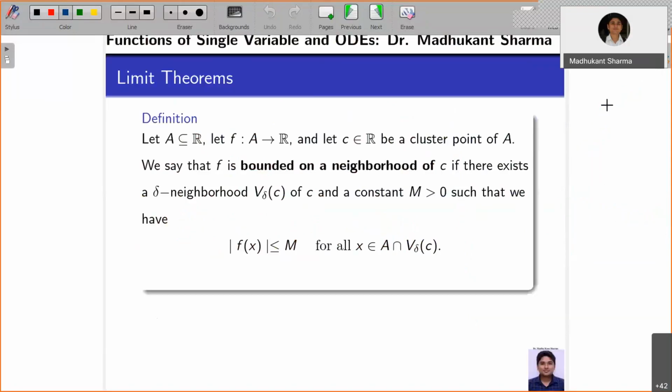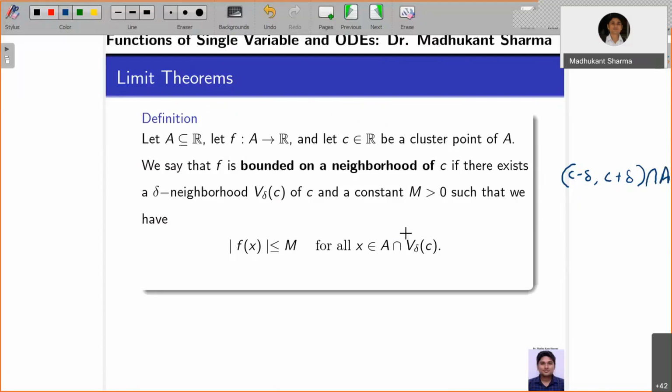So first we are going to define boundedness on the neighborhood of C. Any neighborhood will look like C minus delta to C plus delta, because on the x-axis it looks like an open interval. We are talking about only open neighborhoods. The function may or may not be defined on all of the neighborhood, so it is necessary to take the intersection with the domain, so that the function is well defined over it.